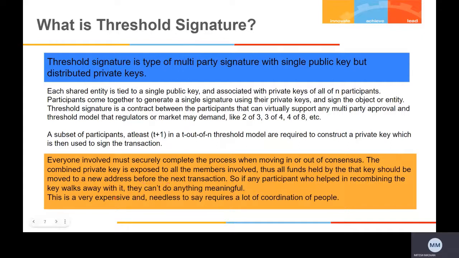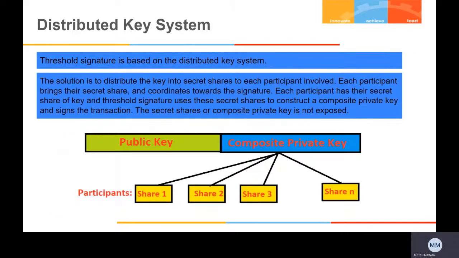But the problem is that this is a very expensive process, because moving all the funds or the data tied to it is very inefficient, and needless to say, it requires a lot of coordination of the people. So we switch to a special system called a distributed key system, where the public key is unique, but the composite private key is not exposed to any member of the group.